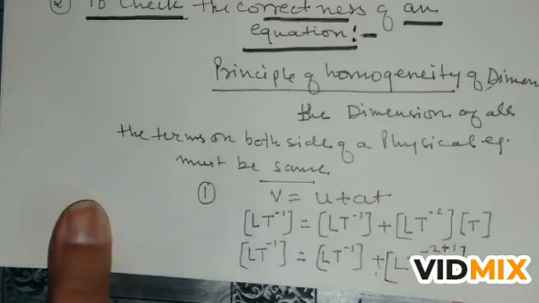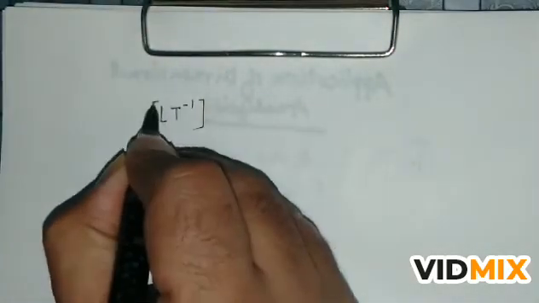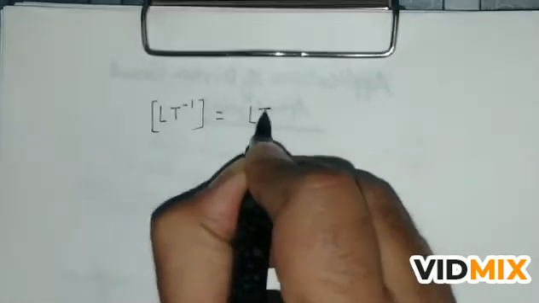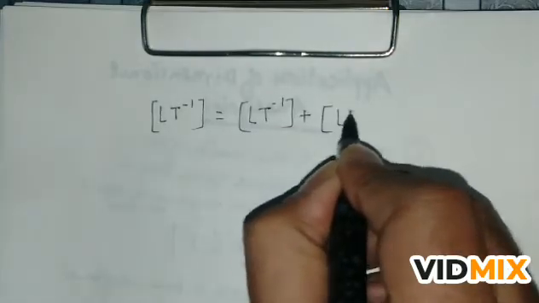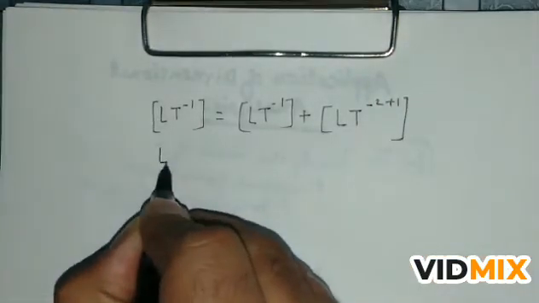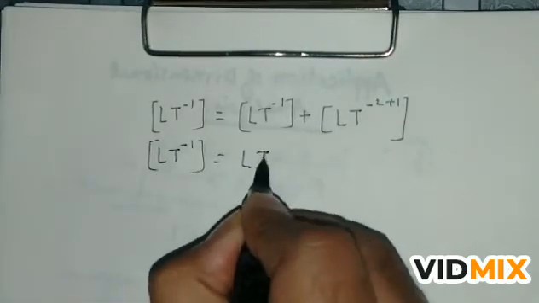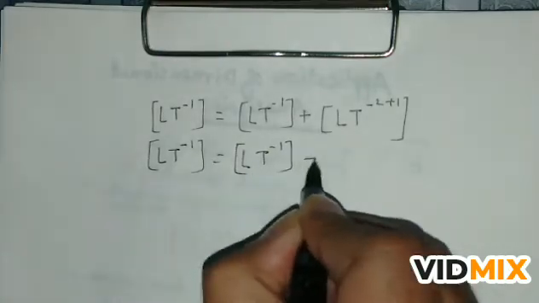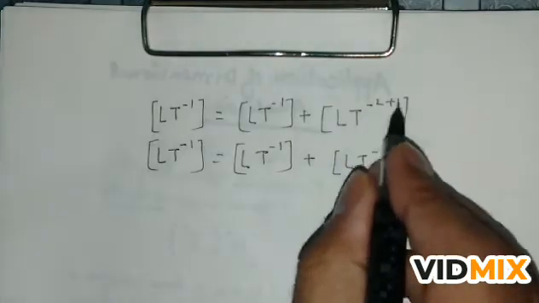Now again, L t to the power minus 1 plus L t to the power minus 2 and plus 1. Now it will become L t to the power minus 1 is equal to L t to the power minus 1 plus L t to the power minus 1. Minus 2 plus 1 is minus 1.